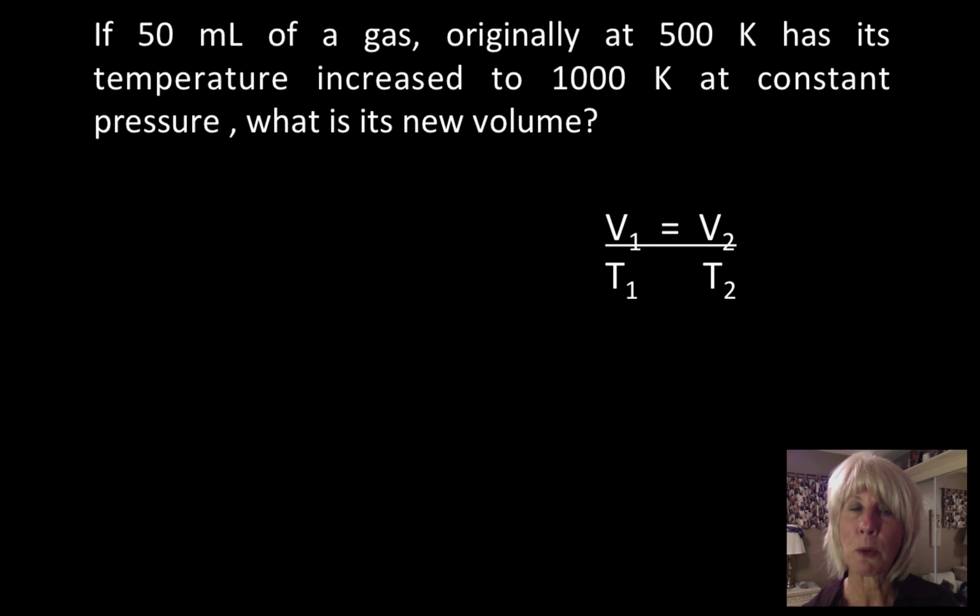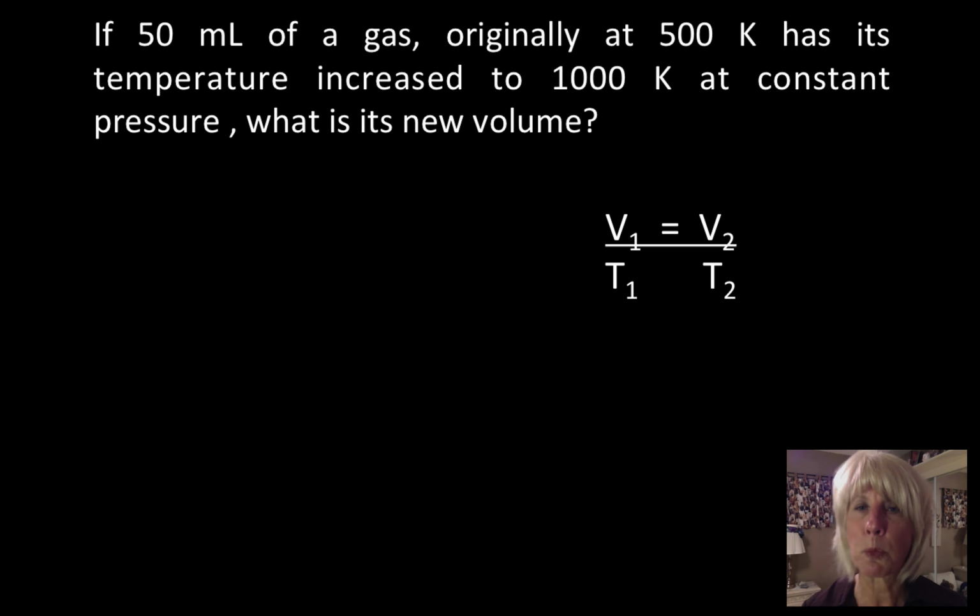Let's consider this problem. If 50 milliliters of a gas originally at 500 Kelvin has its temperature increased to 1000 Kelvin at constant pressure, what is its new volume? We're going to plug this information into the formula V1 over T1 equals V2 over T2. Remember, temperature must be in Kelvin.